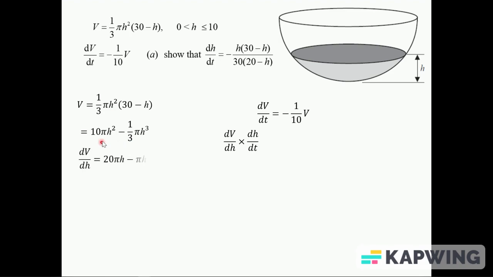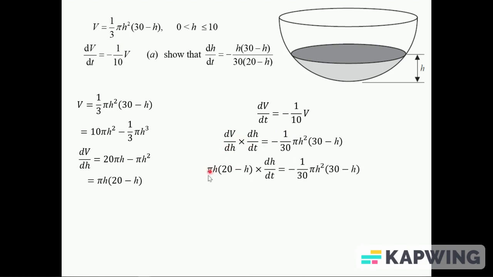So dV over dH then, that'll be 20 pi h minus pi h squared. And I'm going to take an h out and a pi out as a factor, because then that'll give me 20 minus h there, and I'm kind of looking for that somewhere along the line. So the right hand side then, this is what a tenth of the volume is. I've got minus 1 over 30 instead of a third. So I'm going to replace that dV over dH with what I found over here, and then multiply by dH over dt gives me minus a tenth of the volume, which is that.